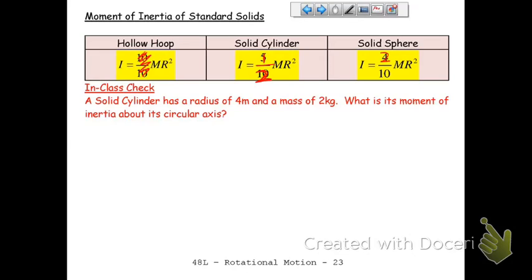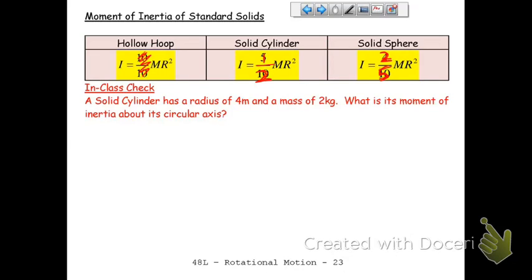And this is 2/5. I want everything to the base 10 so we could, but that's not the way you'll ever see them in a book. So, a solid cylinder has a radius of 4 meters and a mass of 2 kilograms. What is its moment of inertia about its circular axis? All of these are about an axis through the middle, through this axis of symmetry, we'll call it.